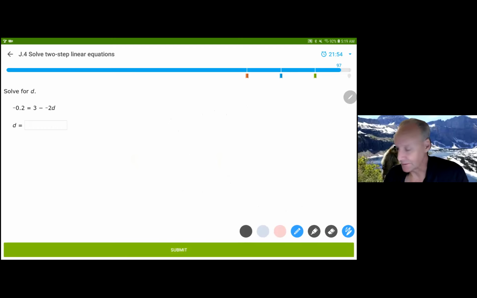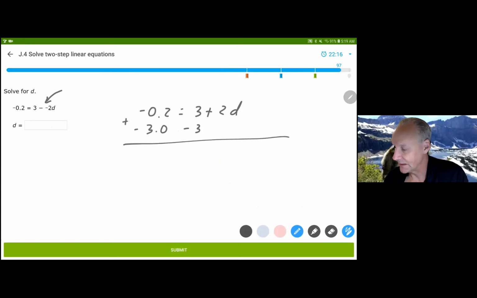Okay, we've got all sorts of things going on here. First of all, notice that that double negative is the same as a positive. Just like when you multiply two negatives together, you get a positive. We can think of it that way. So I've got negative 0.2 is equal to 3 plus 2d. We're going to subtract 3 from both sides. Notice that these have the same sign, and subtracting 3 is the same as adding a negative 3. That's a good way to think of it. So my 2d is by itself, and over here I've got negative 3.2. I'm going to divide by 2. I'm going to get negative 1.6 is equal to d.